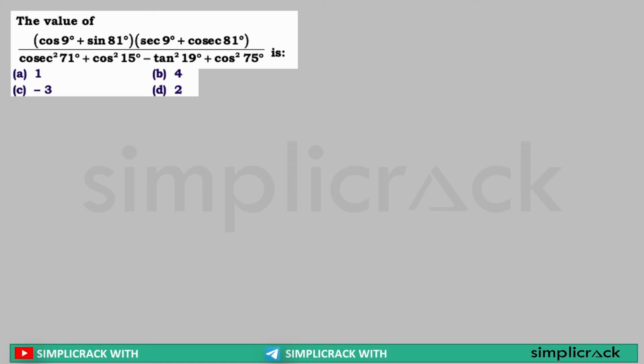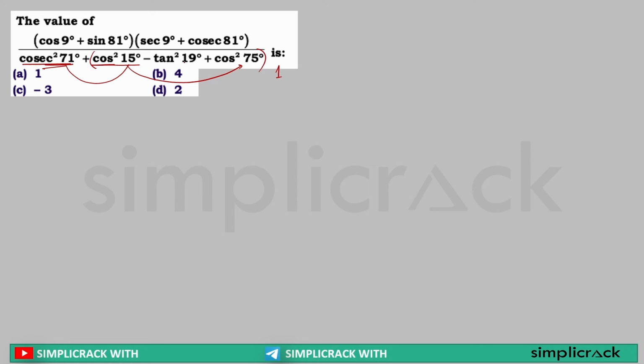Now, cos cosec 71 plus 15. Is it getting me anything? No, sir. But cos square 15 degree plus cos square 75 degree, that will get me what? 1.